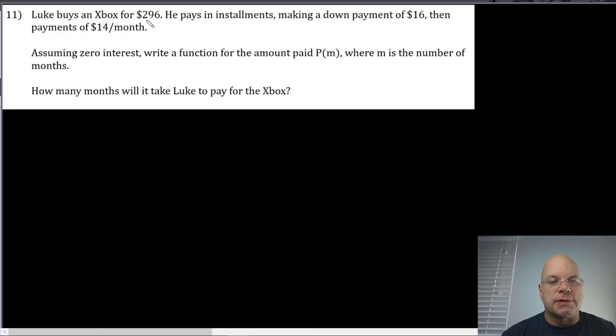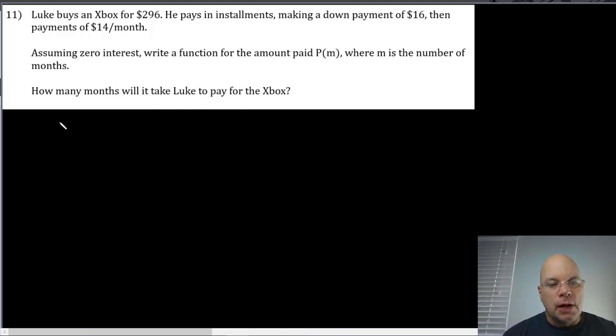Luke buys an Xbox for $296. He pays in installments, making a down payment of $16, then payments of $14 per month. Assuming zero interest, write a function for the amount paid, P of M, where M is the number of months, and then determine how many months it will take Luke to pay for the Xbox.